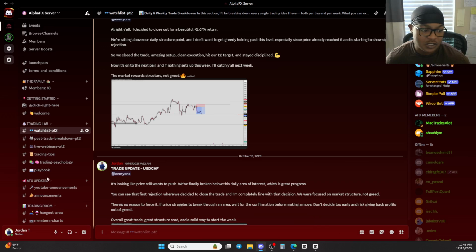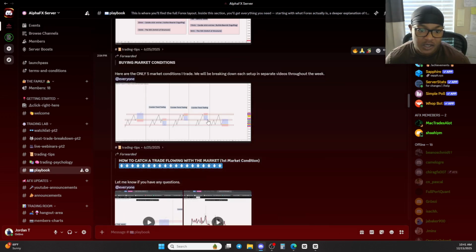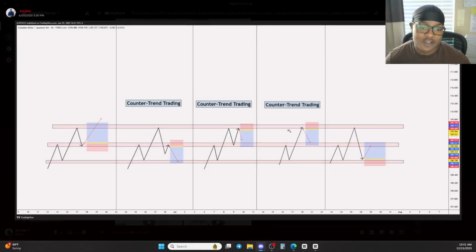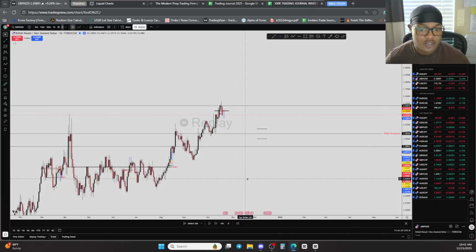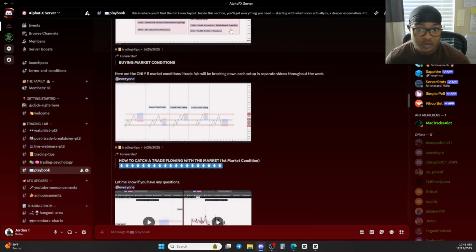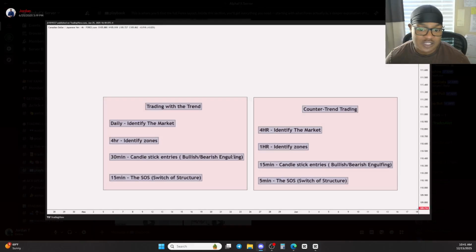Going back towards the Discord, if we go towards the playbook and we look at the cheat code again, we are at setup number 4. Price gives us the breaker structure on the daily time frame, and we're looking to catch the sell back down towards the downside. So if we go back towards the chart, knowing that we're in setup number 4, we're in a counter trend playbook. We're only using these time frames to catch our trade.